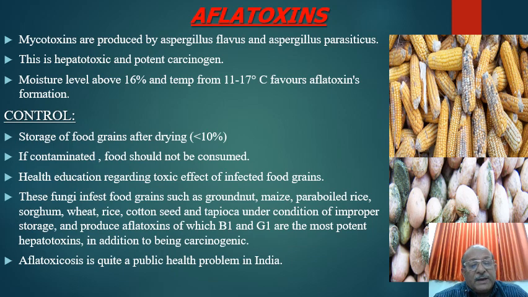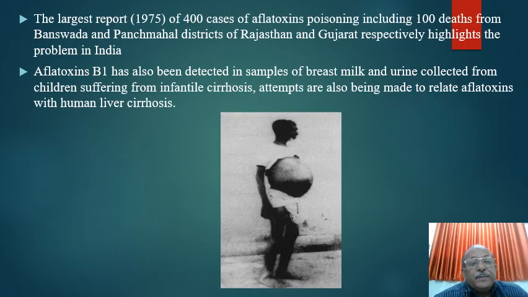Aflatoxicosis is quite a big public health problem in India. The largest report in 1975, 400 cases of aflatoxin poisoning, including 100 deaths, from Banswara and Panchmahal districts of Rajasthan and Gujarat respectively, highlights the problem in India. Aflatoxin B1 has also been detected in samples of breast milk and urine collected from children suffering from infantile cirrhosis. Attempts are also being made to relate aflatoxins with human liver cirrhosis.